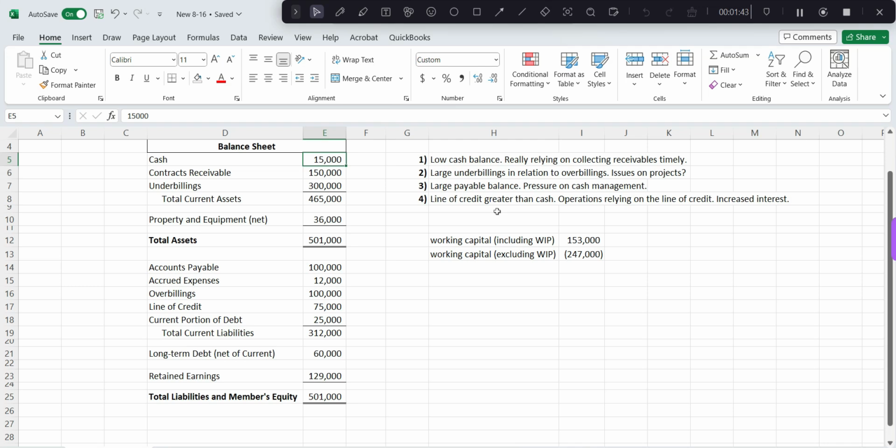Quickly looking at the working capital ratio, if you include work in process, WIP, meaning the under and over billings, current assets minus current liabilities is $153,000, not too bad. Excluding work in process, current assets minus current liabilities is a negative $247,000. Depending on your underwriter, they may either discount your underbillings and overbillings or just eliminate them completely. But you can see that there's a lot of strain on this balance sheet.